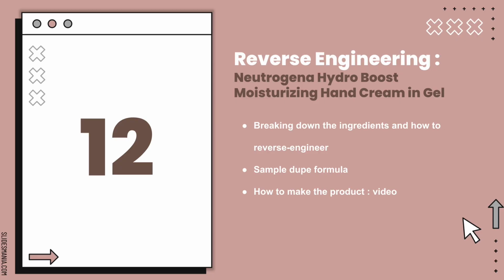The second product we are reverse engineering is Neutrogena's Hydro Boost Moisturizing Hand Cream and Gel. As before, we will break down the ingredients, go over our thinking behind reverse engineering this product, then present the sample dupe formula, and finally demonstrate how to make this product.